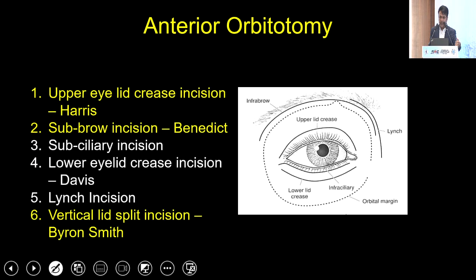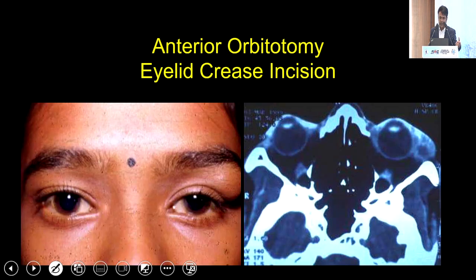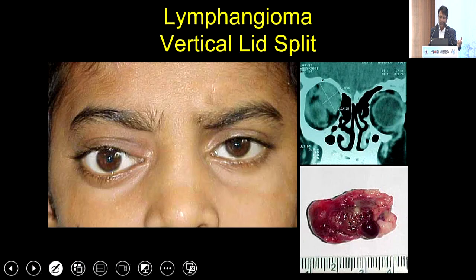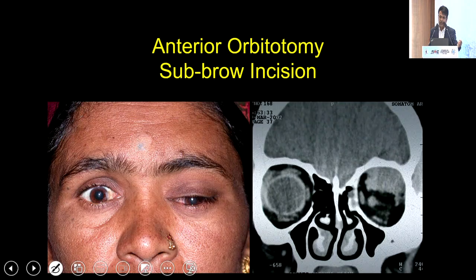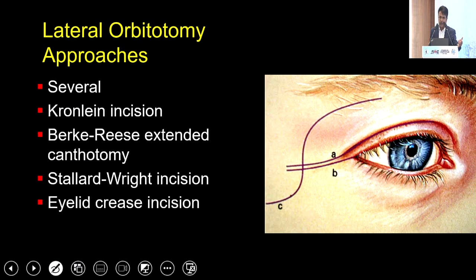The approaches are many, and we currently favor transconjunctival approaches for tumors which are in the medial, inferior, and lateral orbit. Except those in the superior orbit where you have to go through the levator, we avoid this approach, but rest of the incisions are very, very conservative and accessible. Patients of this sort, dermoid, obviously lymphangioma, you can do a vertical lid split. This could be dealt with by a subro incision for an incisional biopsy.